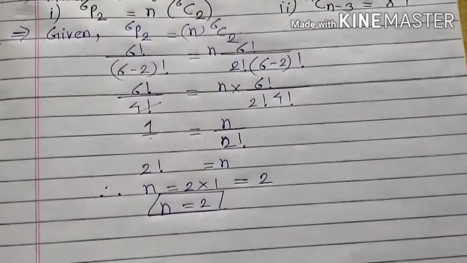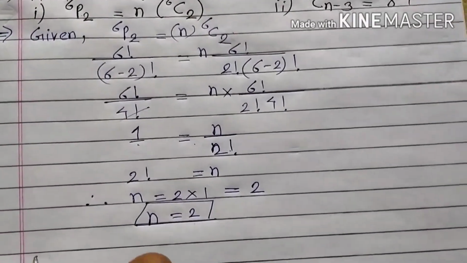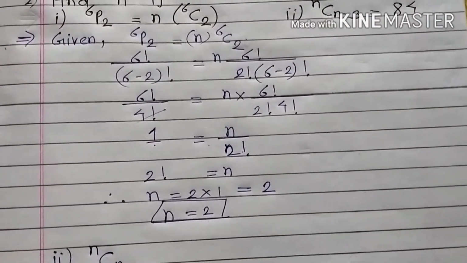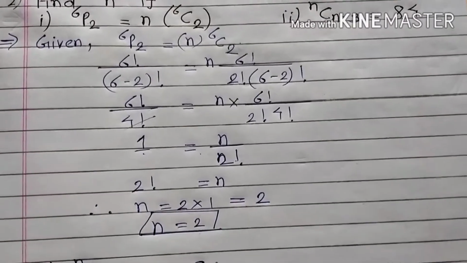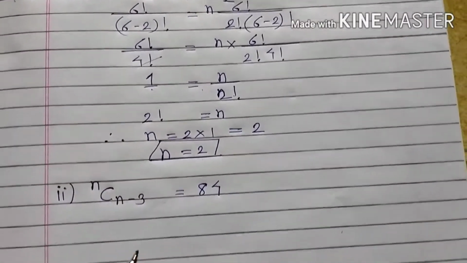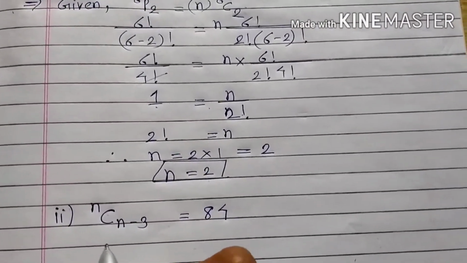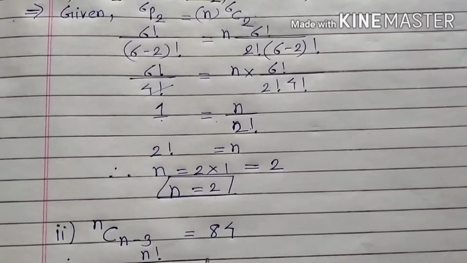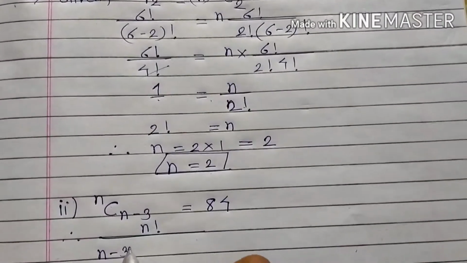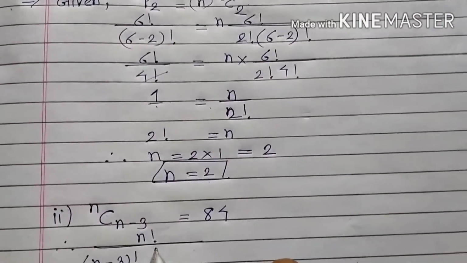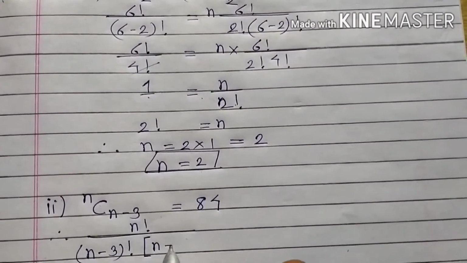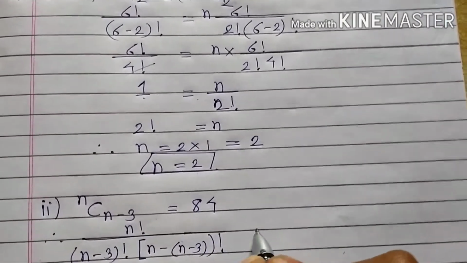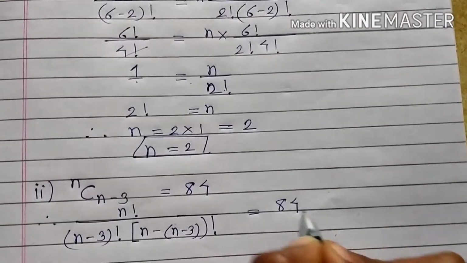So this is our answer. Now second, nC3 is equal to 84. So use here the formula for combination. Therefore, this first is n factorial upon r factorial, so this is n factorial upon (n minus 3) factorial, and in brackets 3 factorial, which is equal to 84.